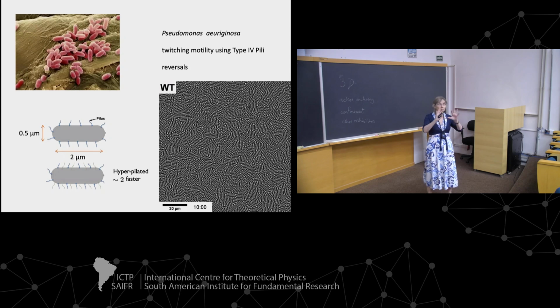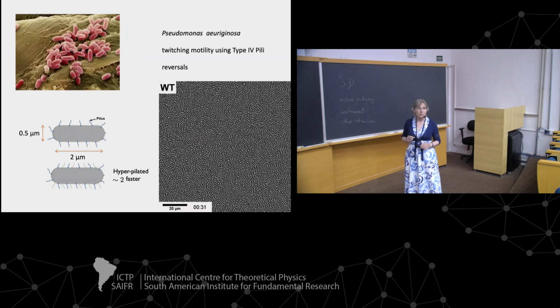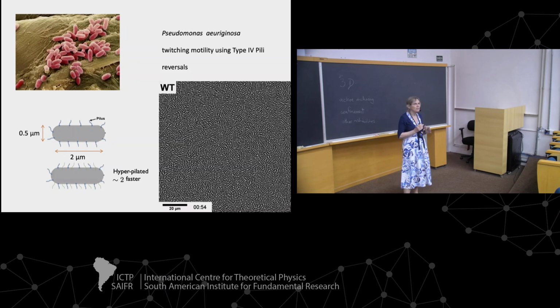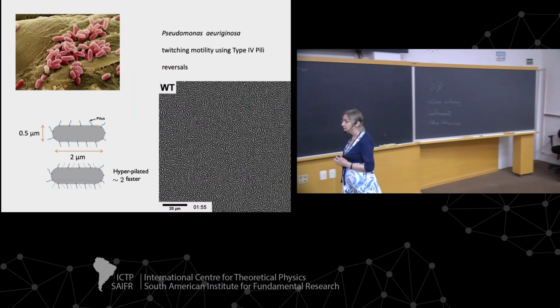And you can also see something which looks pretty much like active turbulence. It would be even more turbulent if this movie were a bit faster, but this is again active turbulence. And if you plot things like the velocity correlation function, it looks the same as we had yesterday.